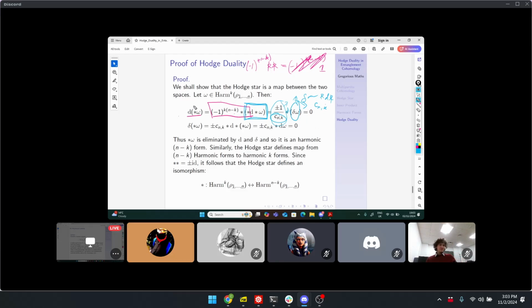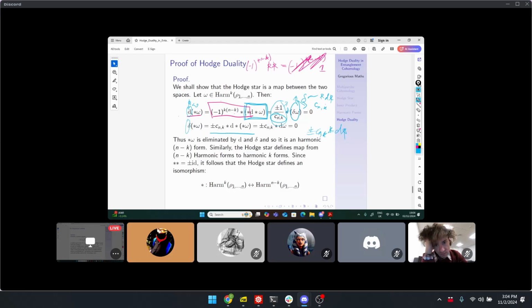And so Hodge star of omega is also eliminated by d. That's good. And we're going to use a very similar reasoning to show that delta is eliminated by Hodge star. So delta is, again, as I say, plus or minus some coefficient c n k times star d star. So okay, let's plug that in.